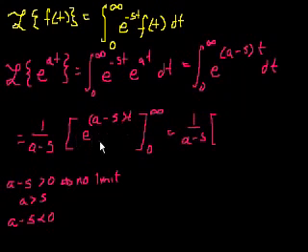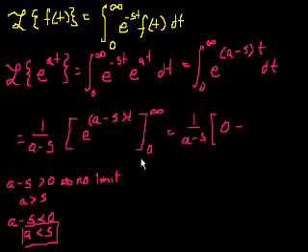So anyway, if I assume that a minus s is less than 0, or a is less than s, and this is the assumption I will make, just so that this improper integral actually converges to something. So if a minus s is less than 0, then this is a negative number. E to the a minus s times t, where t approaches infinity, will be 0, minus this integral evaluated at 0.